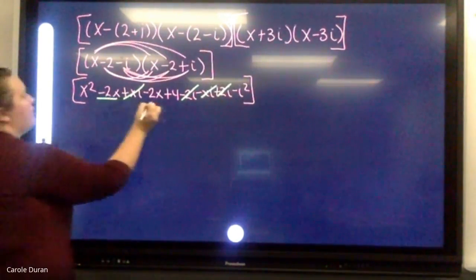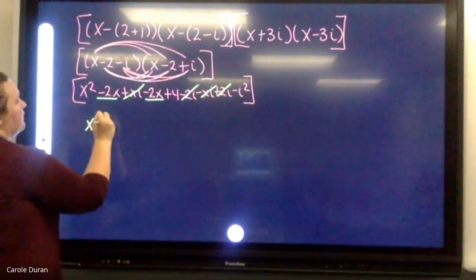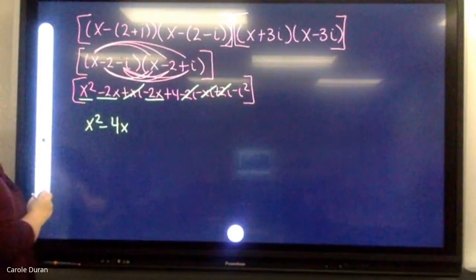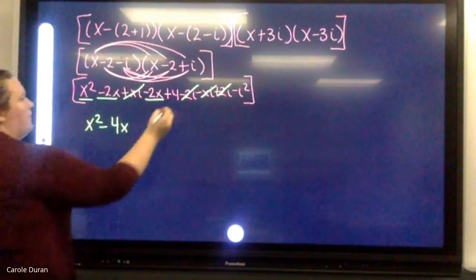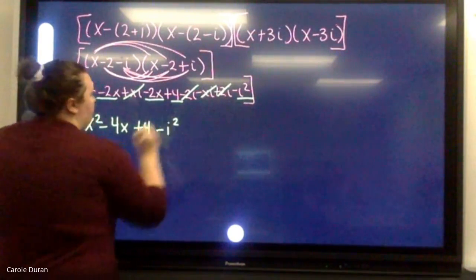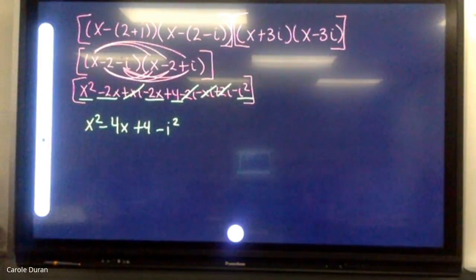I have a negative 2x and a negative 2x, which becomes negative 4x. The x squared comes down because it can't combine with anything. I have a plus 4, and then I have a minus i squared. You can simplify the i squared.